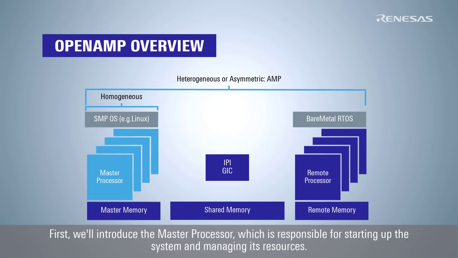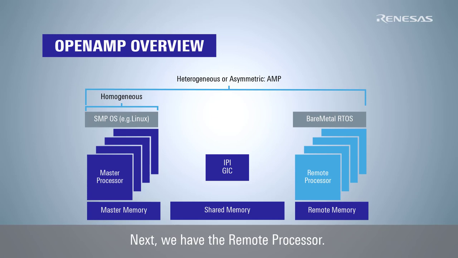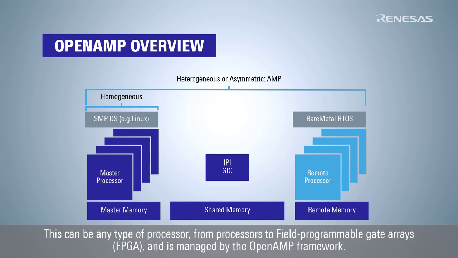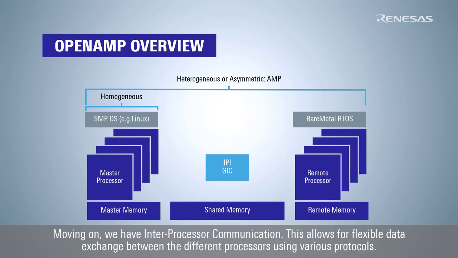First, we'll introduce the master processor, which is responsible for starting up the system and managing its resources. Next, we have the remote processor. This can be any type of processor, from microprocessors to field programmable gate arrays, FPGA, and is managed by the OpenAMP framework. Moving on, we have interprocessor communication. This allows for flexible data exchange between the different processors using various protocols.